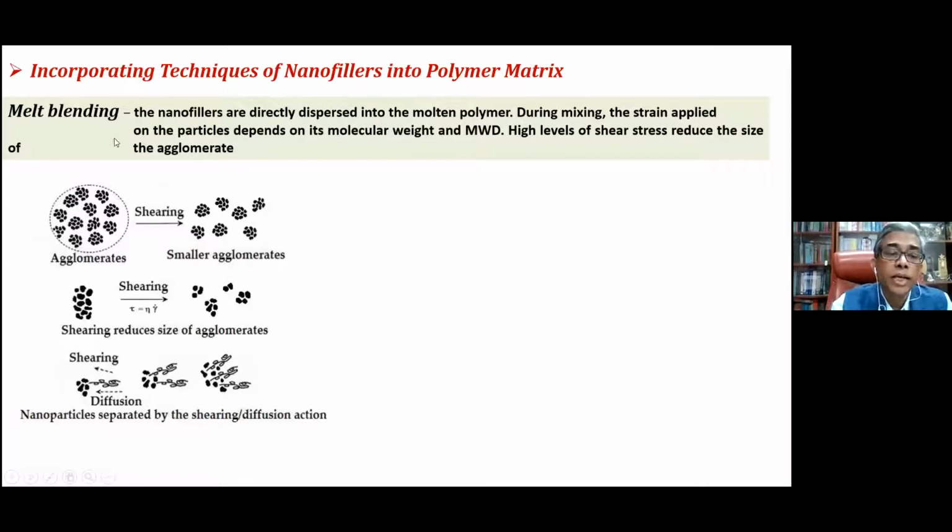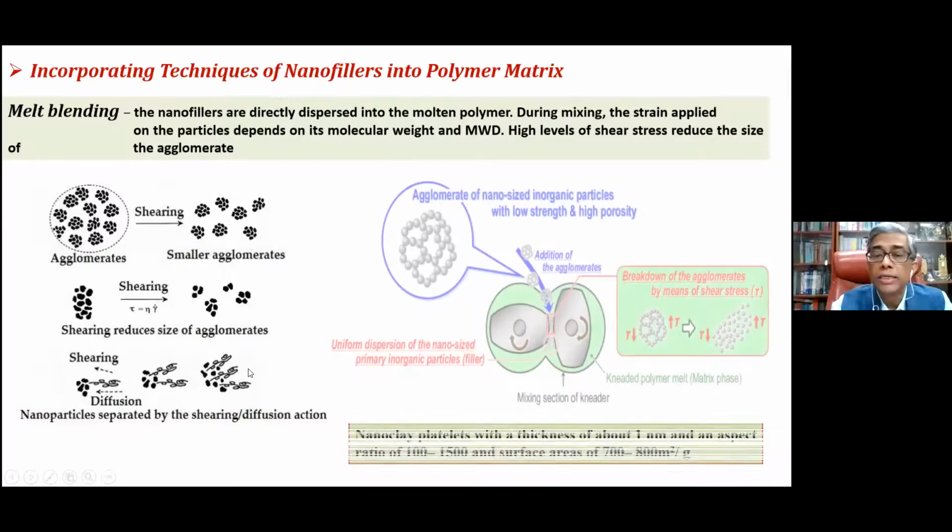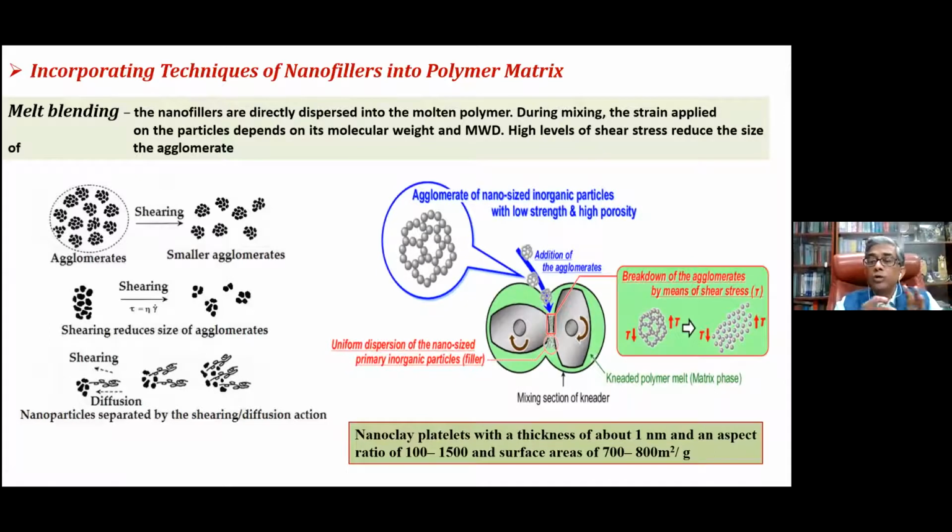Once they become smaller aggregates, you have to make them even nano-level aggregates. And for these nano-level aggregates, when they're shearing, the polymer should be diffusing inside. To do that, we need the de-agglomeration and dispersion mechanism to be working, and that's what we are trying with many shearing experiments.